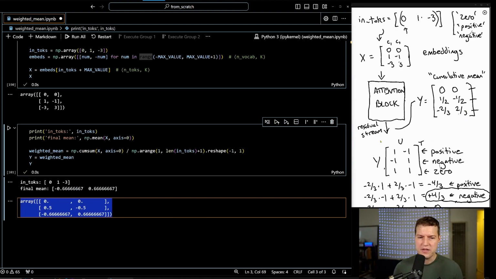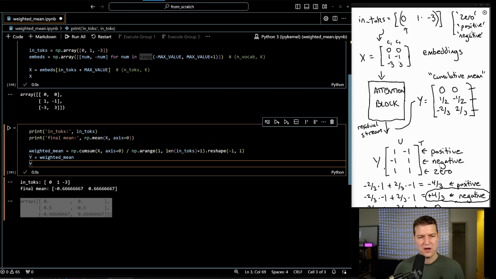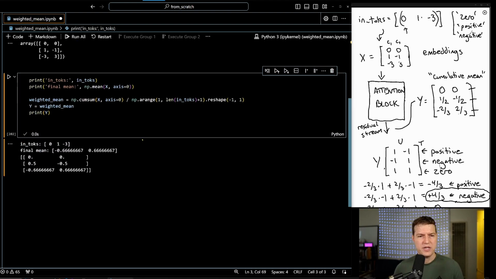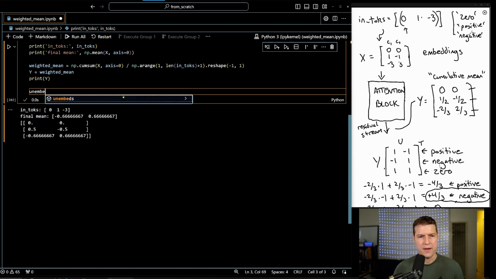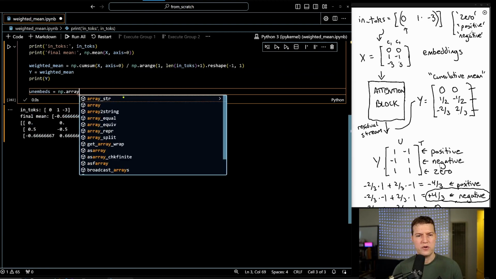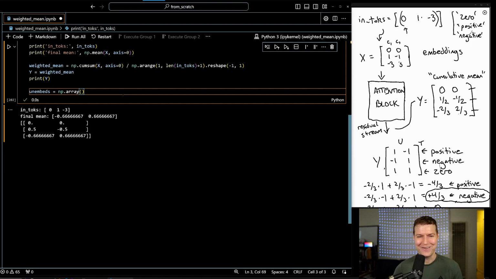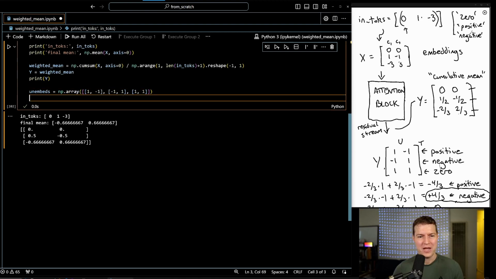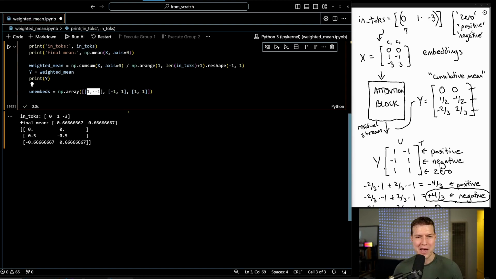And so now I just need the unembeddings. All right, so let me print y so we have it. So now I just need these unembeddings. Let's define them. And I'm just going to convert this into an array so we don't forget. The first is 1, -1. The second is -1, 1. The third is 1, 1. And again, you can see these line up with everything but 0. And so we'll have to come back to 0.